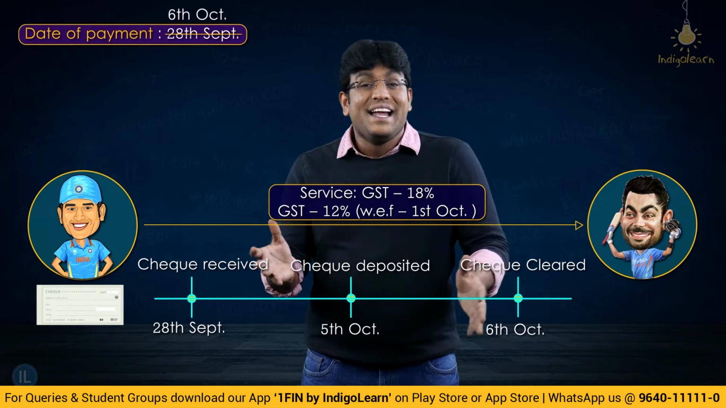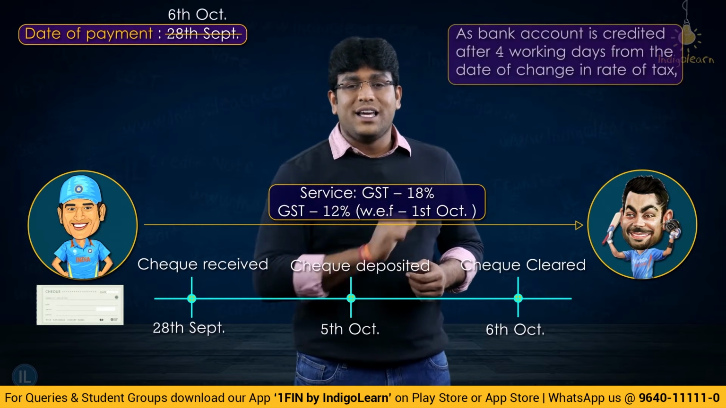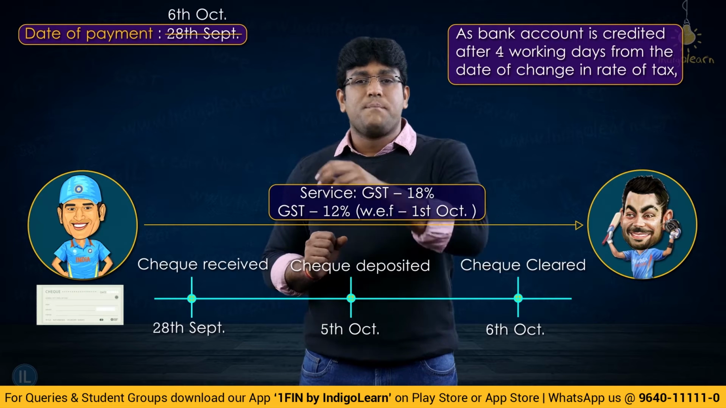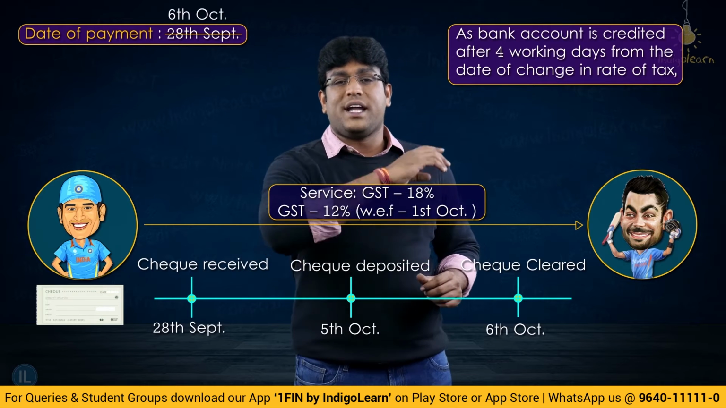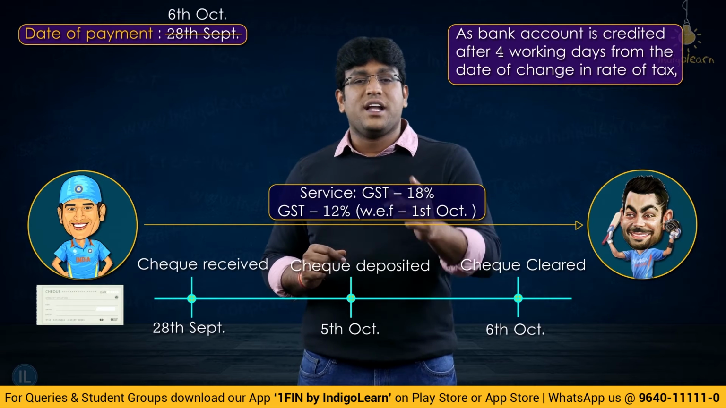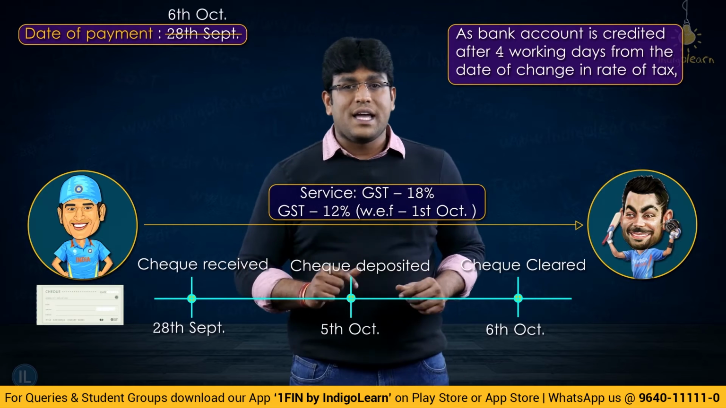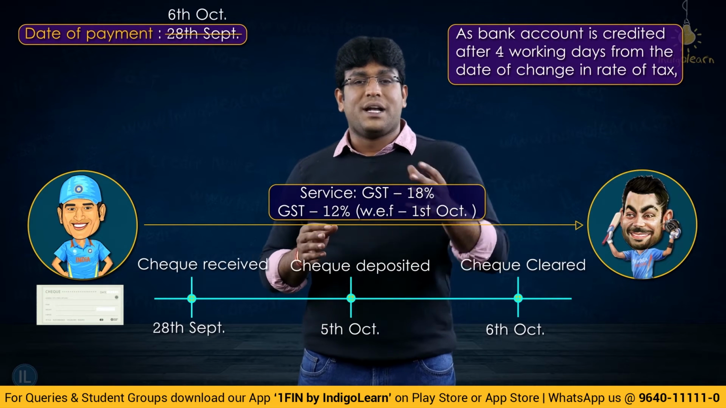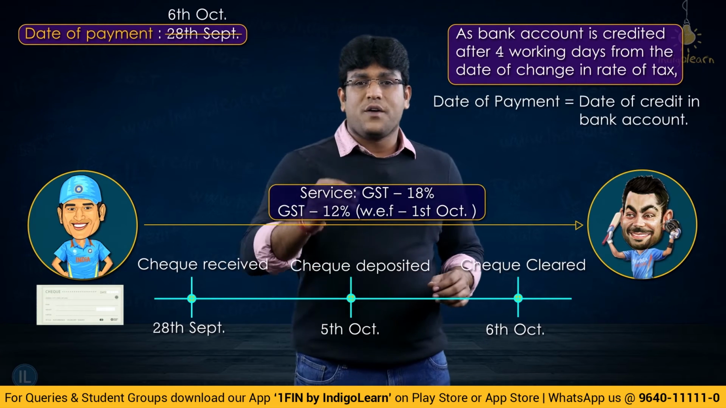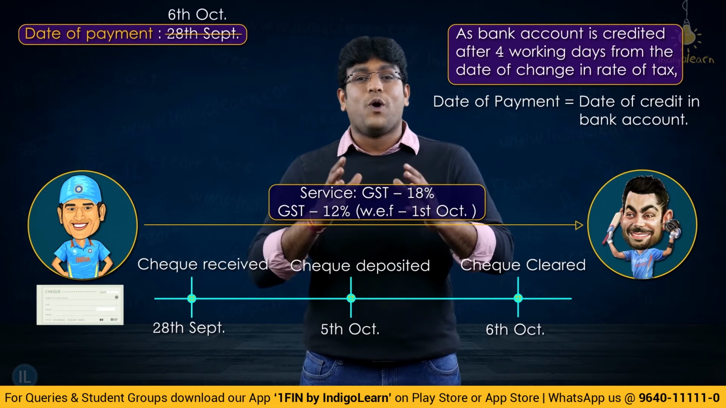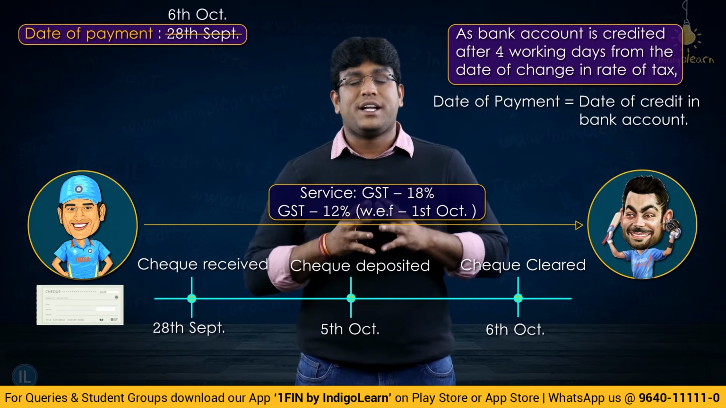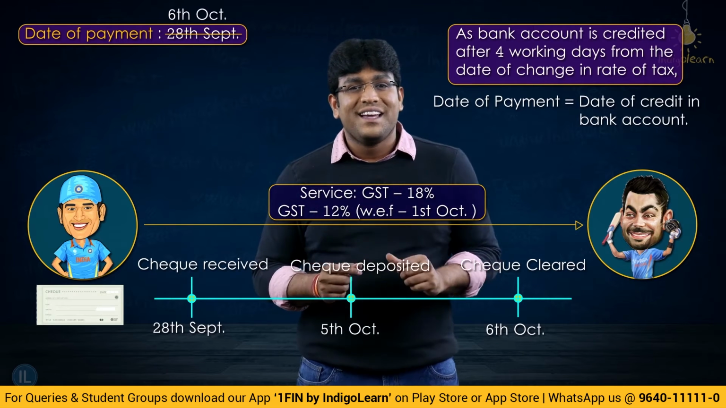But why? Let me tell you the answer. The law clearly specifies that if the credit in the bank account is after 4 working days from the date of change in rate of tax, then we will consider the date of payment as the date of credit in the bank account. So what we will consider is 6th October, because it is after 4 working days from the date of change in rate of tax. Getting clarity, friends?